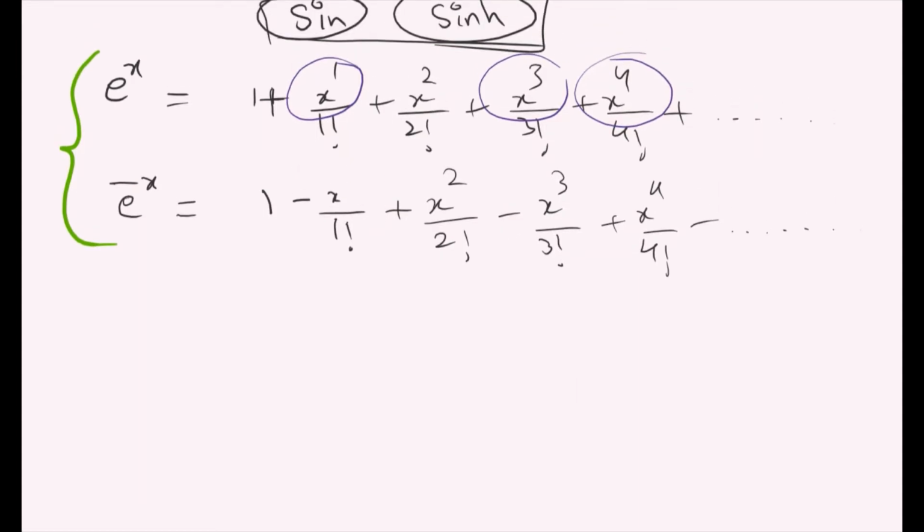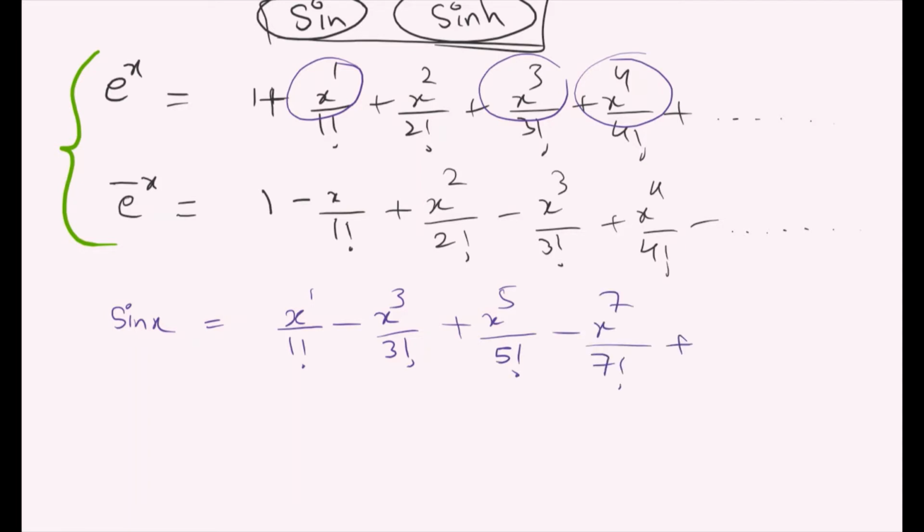And we also have the expansion of sine x. The expansion of sine x is given by sine x equals x power 1 by 1 factorial minus x cube by 3 factorial plus x power 5 by 5 factorial minus x power 7 by 7 factorial till infinity.